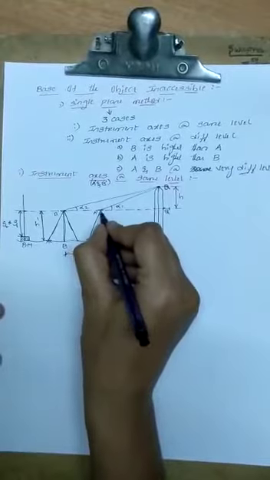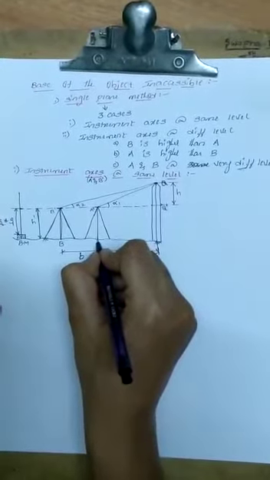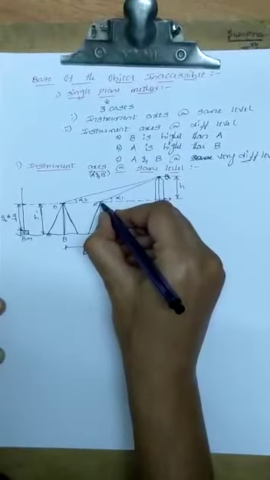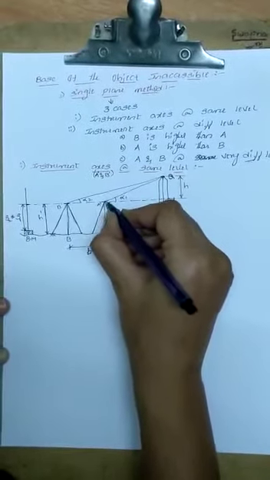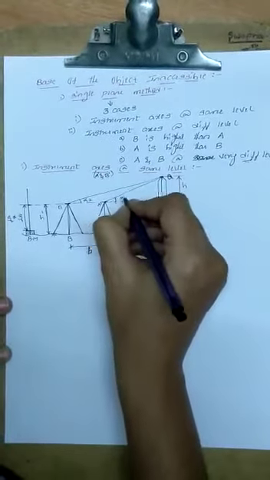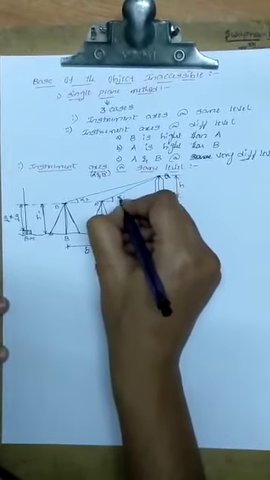Initially you need to set up the instrument at A point. You need to do all the temporary adjustments. Then you need to loosen that vertical clamp screw. Then you need to bisect an elevated object Q and note down the first vertical angle, that is alpha 1.